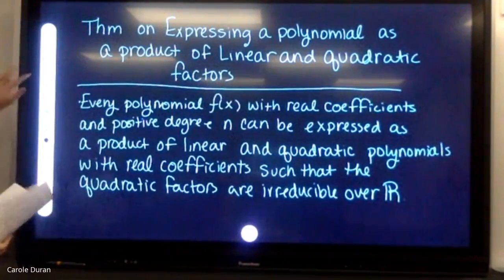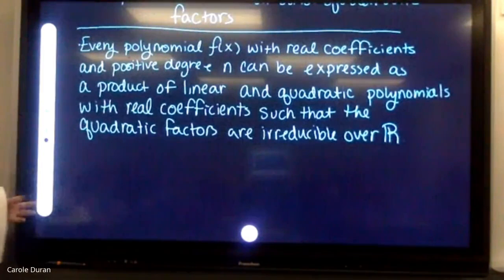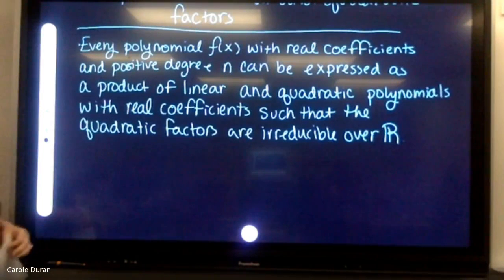This theorem says that every polynomial f of x with real coefficients and positive degree n can be expressed as a product of linear and quadratic polynomials with real coefficients such that the quadratic factors are irreducible over the set of real numbers.